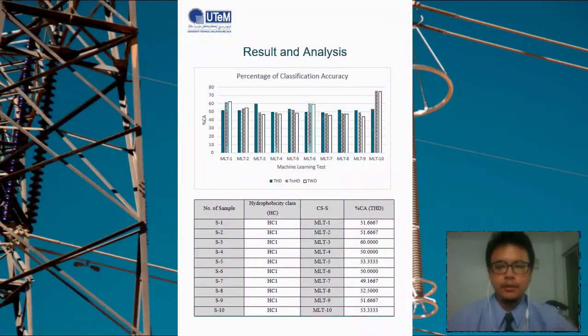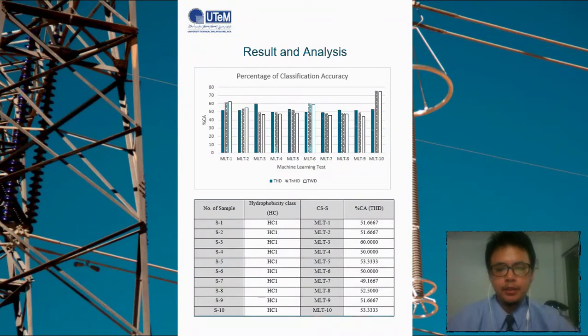Okay, this is the plotted graph of percentage of classification accuracy. This plotted graph shows the result of percentage of classification accuracy, percentage of CA. Machine learning will classify between two group samples, which is control sample and unlabeled sample or degraded sample, such as MLT1, which is classification between control sample and sample 1, or shared 2/20.